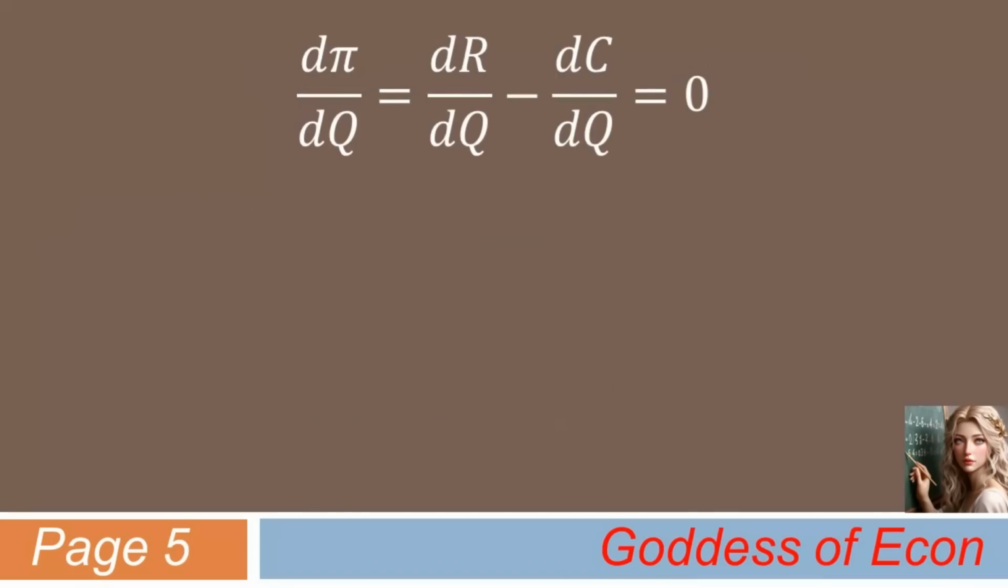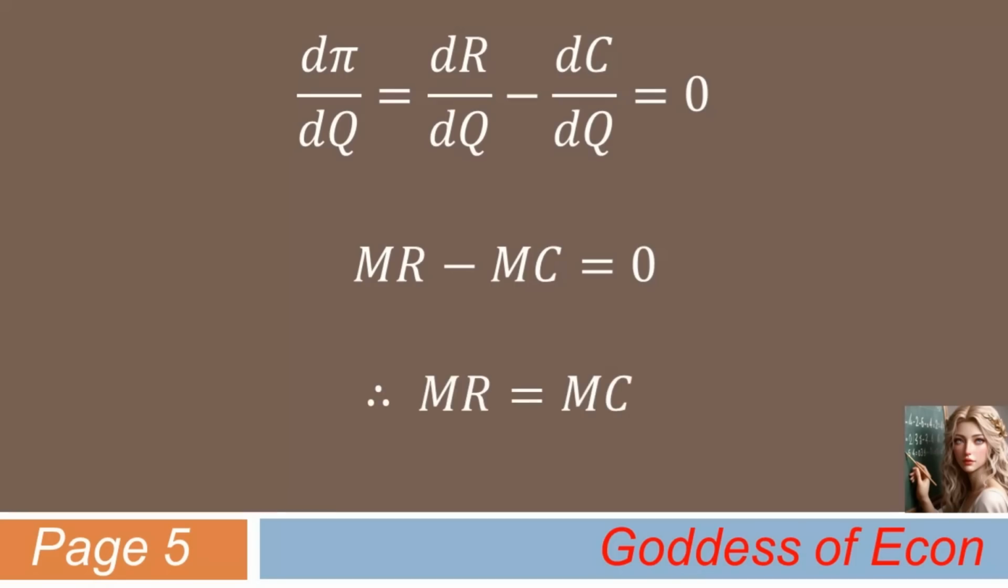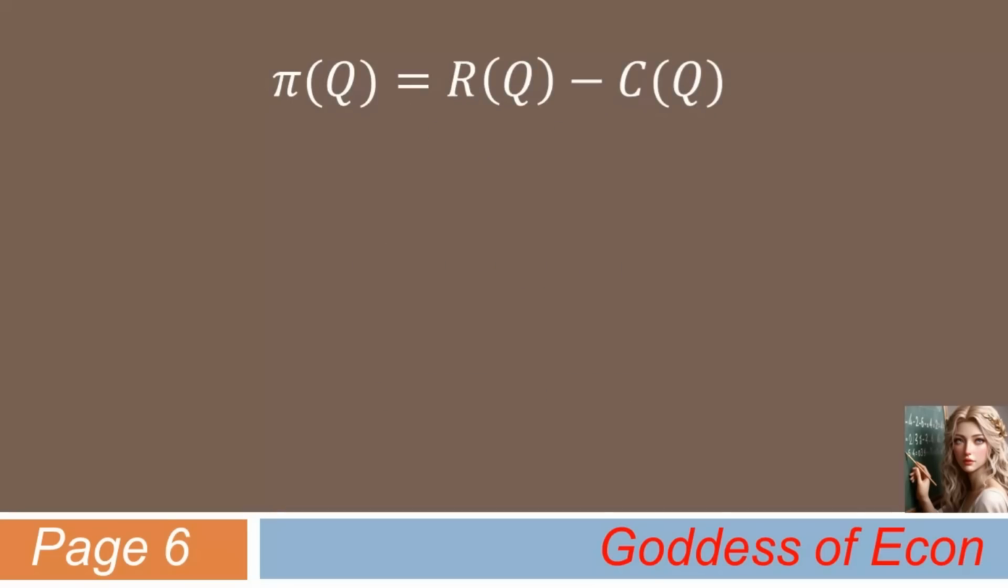Now, what does it mean? Well, this can be rewritten as marginal revenue minus marginal cost equals 0, as MR and MC are simply first derivatives. So the first order condition simply means, at the optimum, MR must equal MC. Hope this is very clear to everyone.